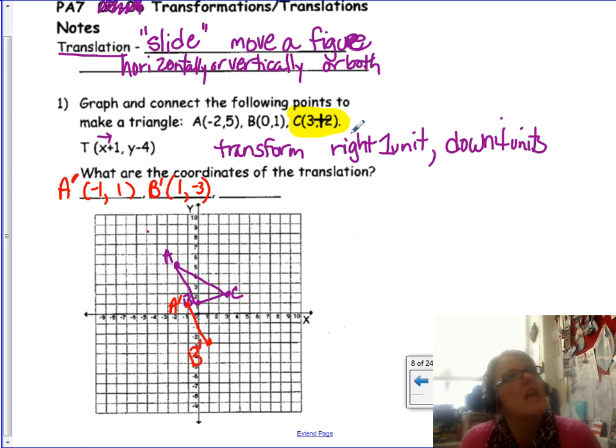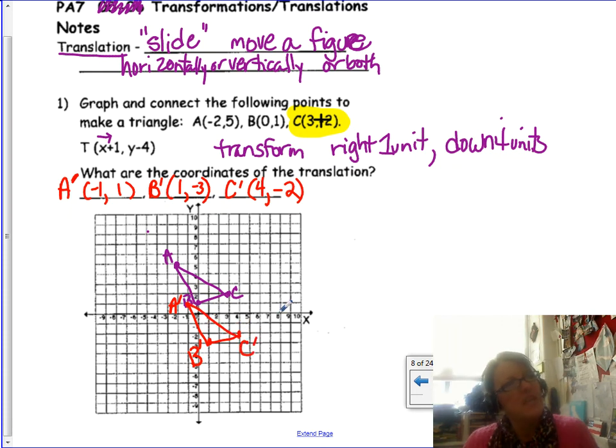Connect those. And finally, C prime, the transformed point for C, started at 3, 2, and now it is going to be at 4, add 1, and minus 4, negative 2. 4, negative 2. And there is C prime.